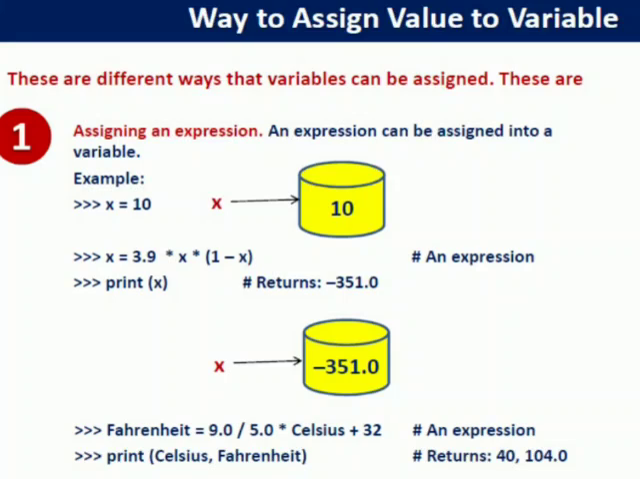Now in the next example we will consider Fahrenheit = 9.0 / 5.0 * Celsius + 32. In this case, how many variables do we have? Two. First, Fahrenheit. Second, Celsius. Celsius is on the right hand side, so this is the expression. First the expression will be solved, and whatever the value will be, that value will be assigned to the variable Fahrenheit.